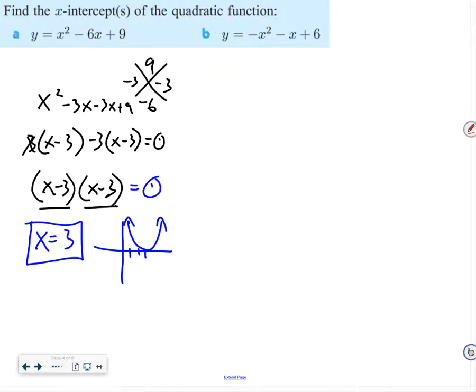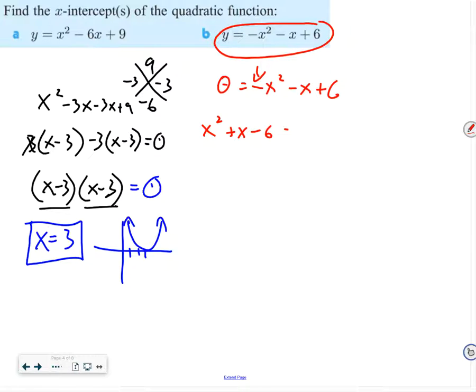Second part here, if I'm going to solve this quadratic, I have 0 equals negative x squared minus x plus 6. Remember, I always like it when my a value is positive, so I'm going to move everything to the other side, and I get x squared plus x minus 6 is equal to 0. Now I can try and solve by factoring, looking for numbers that multiply to negative 6 and add to 1, so I'm going to get 3 and negative 2.